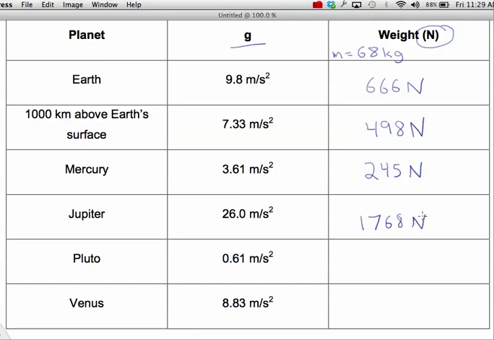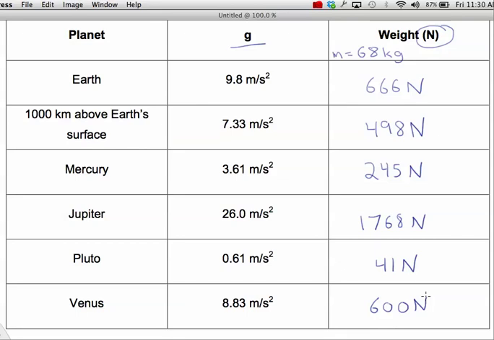On Pluto, which isn't a planet anymore, but is very light, you would only be about 41 newtons. You would just float away. And on Venus, which is probably the closest to Earth, you'd be 600. So the next time somebody complains about their weight, you should tell them they don't need to go on a diet, they need to go to Pluto or to Mercury.